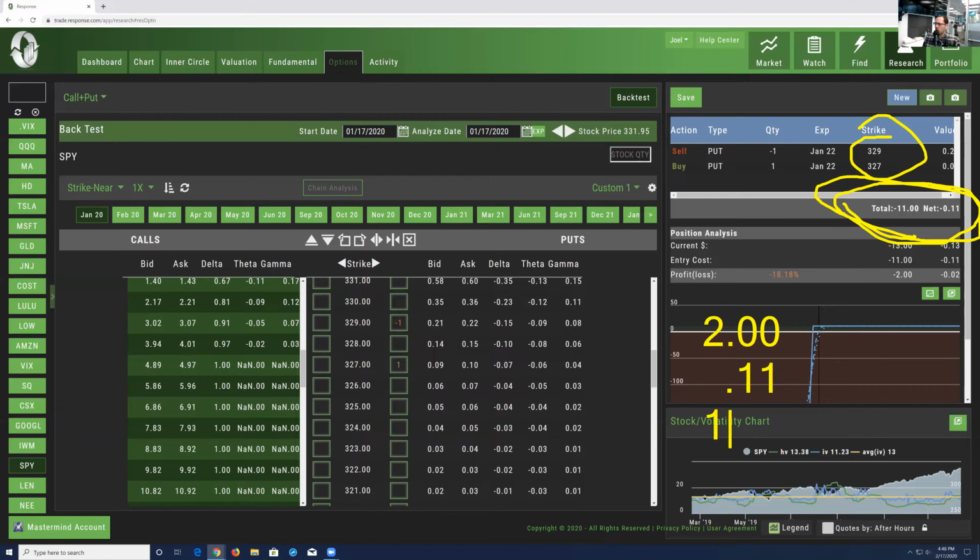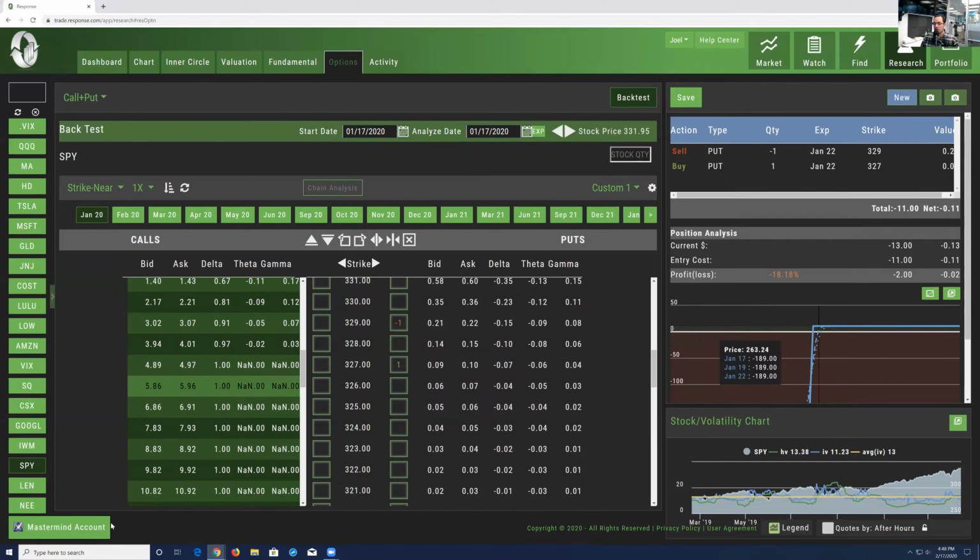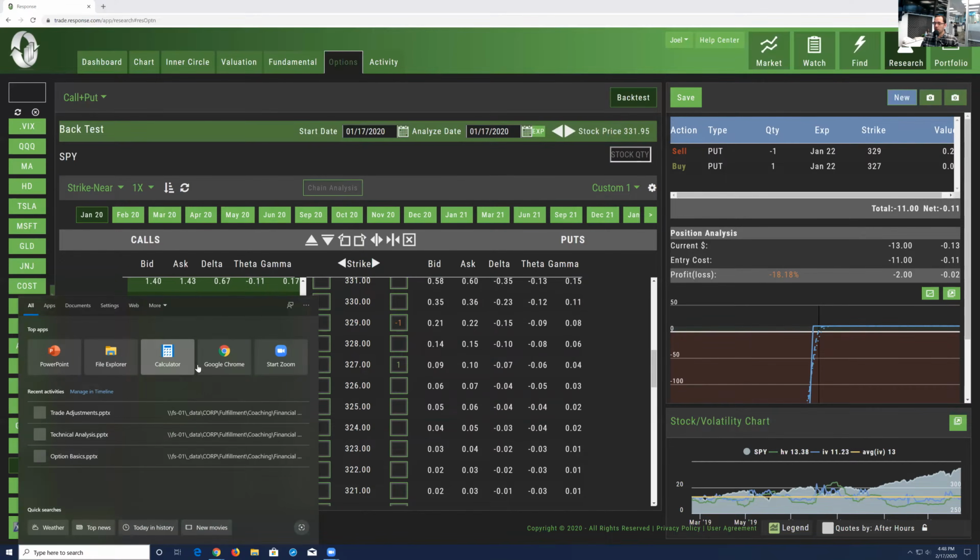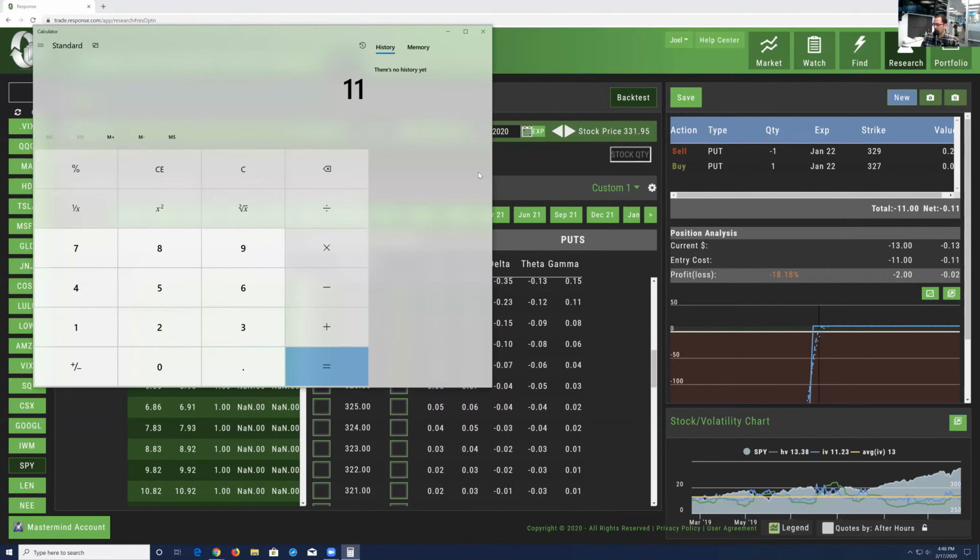That means you're risking $189 in the trade. Now, that's not a fantastic return on risk, but it is good when you take into consideration it's literally only 3 market days. So I'm going to pull up a calculator here. Take 11 divided by 189. That's 6% in 3 market days. Now, if that's not good enough for you, well, I don't know what to tell you.